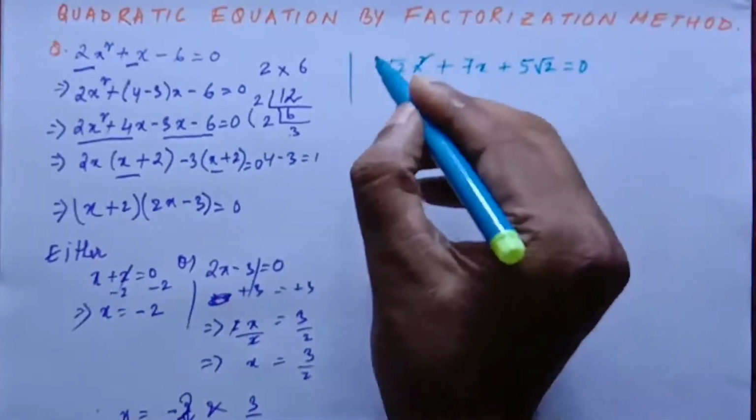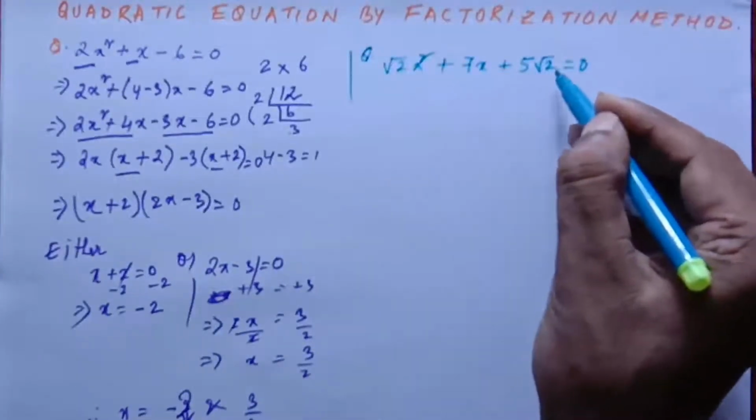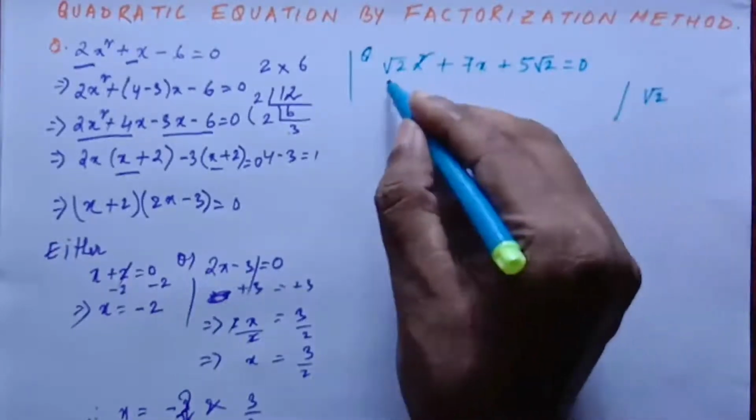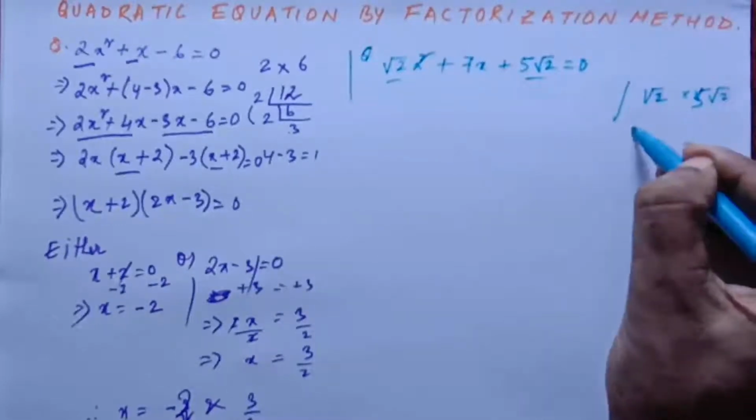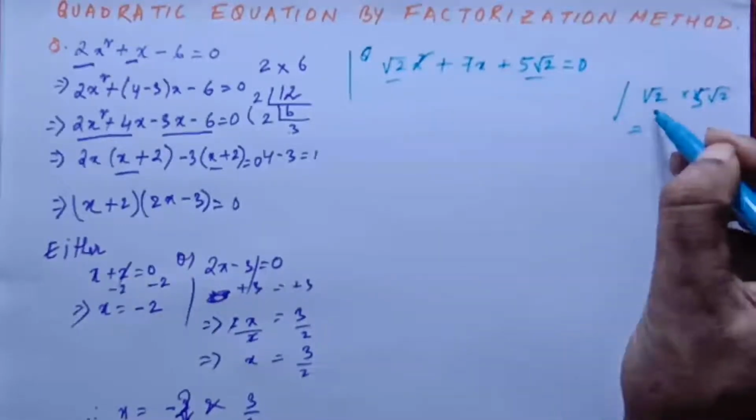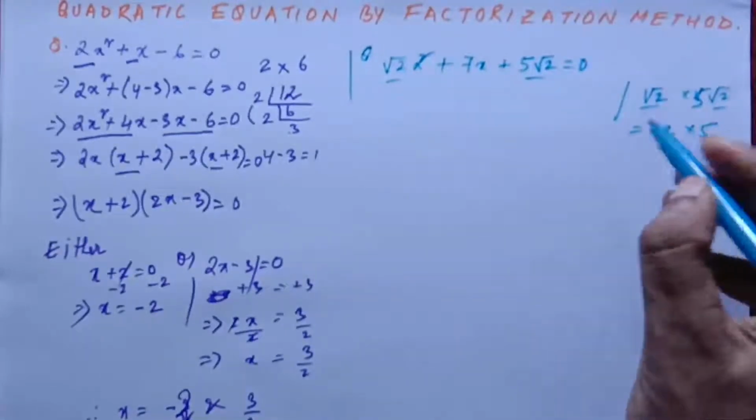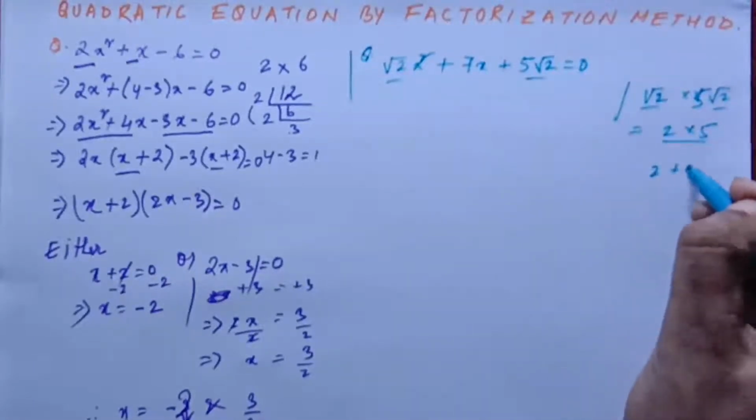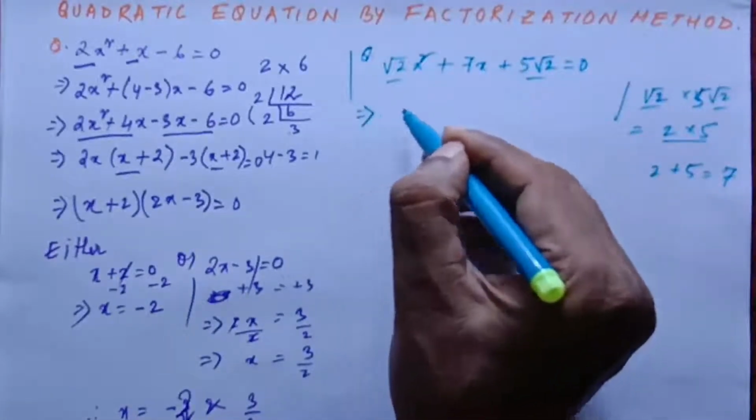So we have another equation, number 2: root 2 x square plus 7x plus 5 root 2. We take the coefficient of x square as root 2, and the constant term 5 root 2, and we multiply them. Root 2 into root 2 is 2, into 5. So we don't need to factorize further, we'll check 2 and 5 whether we get 7 or not. So 2 plus 5 is 7, we get the middle term. So let us do it.